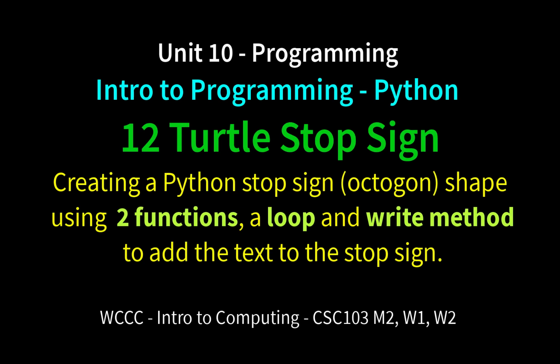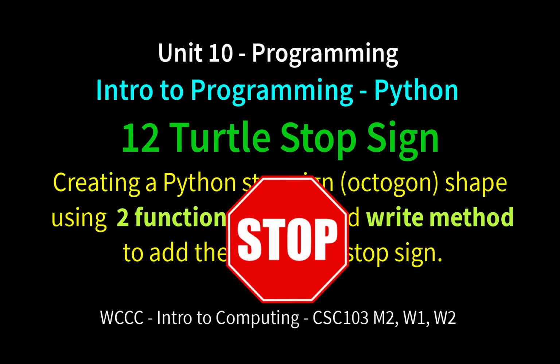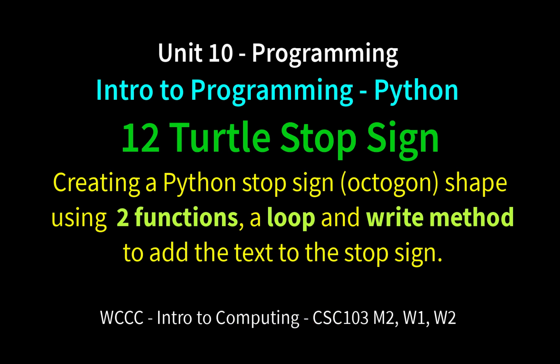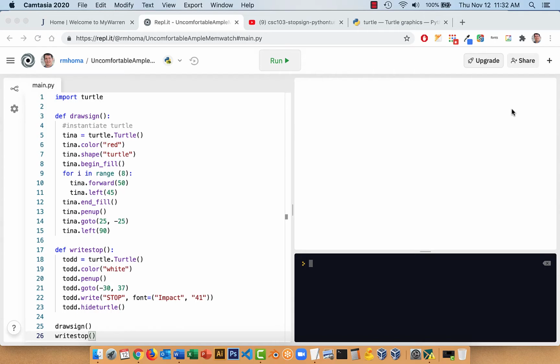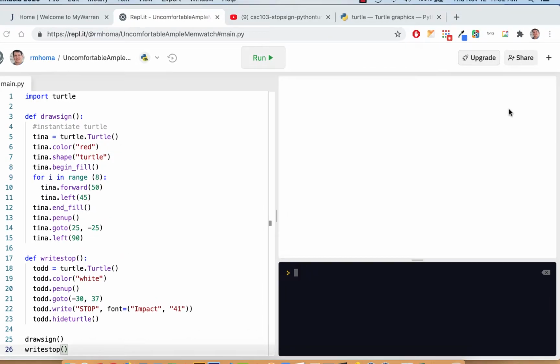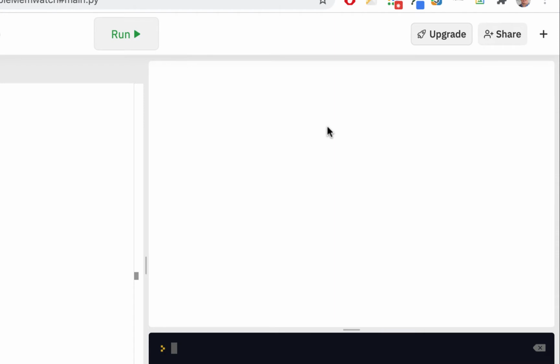Welcome CSE 103 to exercise 12 in our programming unit, which is going to be a Python turtle stop sign. If you thought drawing squares were fun, just wait till you draw a stop sign. This is an octagon. So let me show you the finished product of what it's going to look like, so it'll get you all excited about doing it.